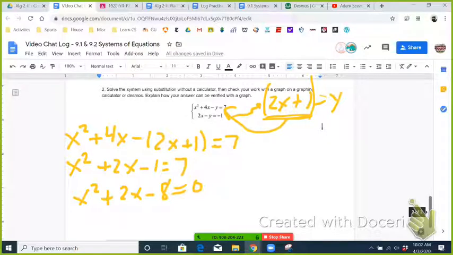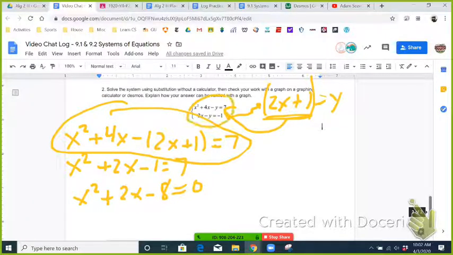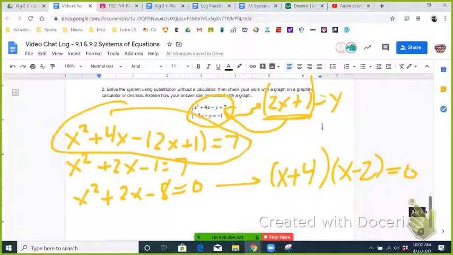Alright, so now we could factor this to see what values make this true. And that's going to tell us, since this is the original equation we're solving, which is kind of these two equations together, it's going to show us what x values make both those equations true. So when we factor it, we get x plus 4 times x minus 2 equals 0. That looks good. So we get x is equal to negative 4 and 2.